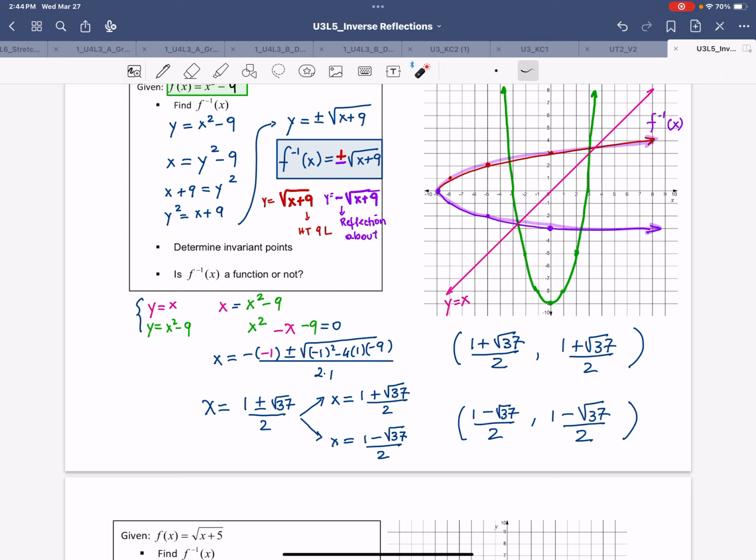So you can either find the invariant points by using reasoning and understanding that invariant points are the intersection of the reflection line with the given graph, or a reflection line with an inverted graph, right? Or we can follow the 4 little steps that we have mentioned in class, which I am going to add in here.